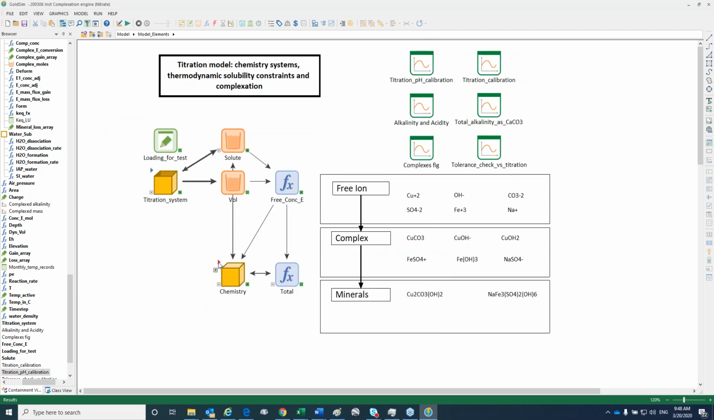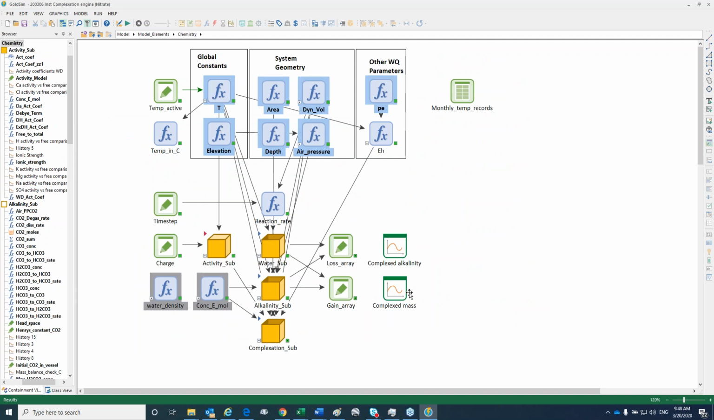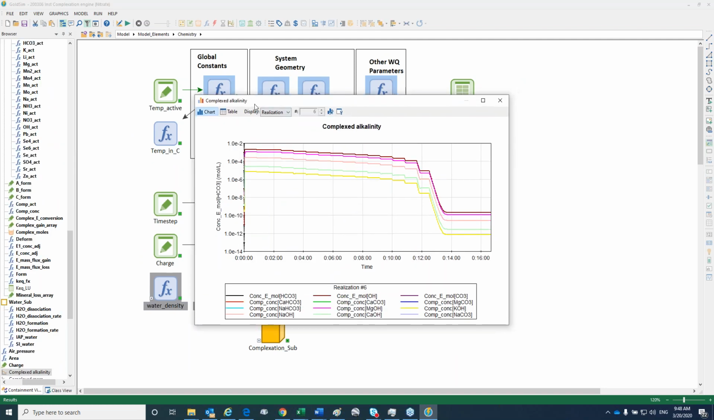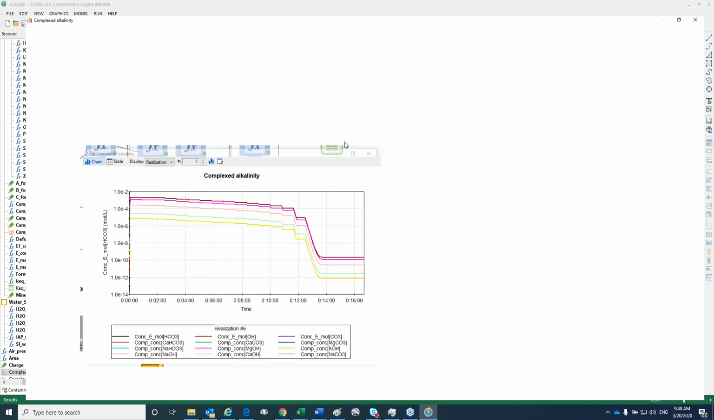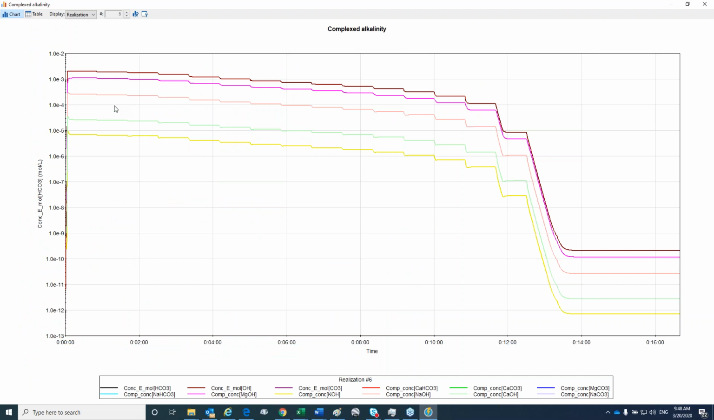Now, in terms of the complexation, this is a really important part, but basically I'm just going to show you some of the interesting outcomes that we can figure out from this type of modeling. This is the complex alkalinity, so these are species that include hydroxide. For example, we've got free hydroxide up top, we've got magnesium hydroxide, sodium hydroxide, calcium hydroxide, and potassium hydroxide.